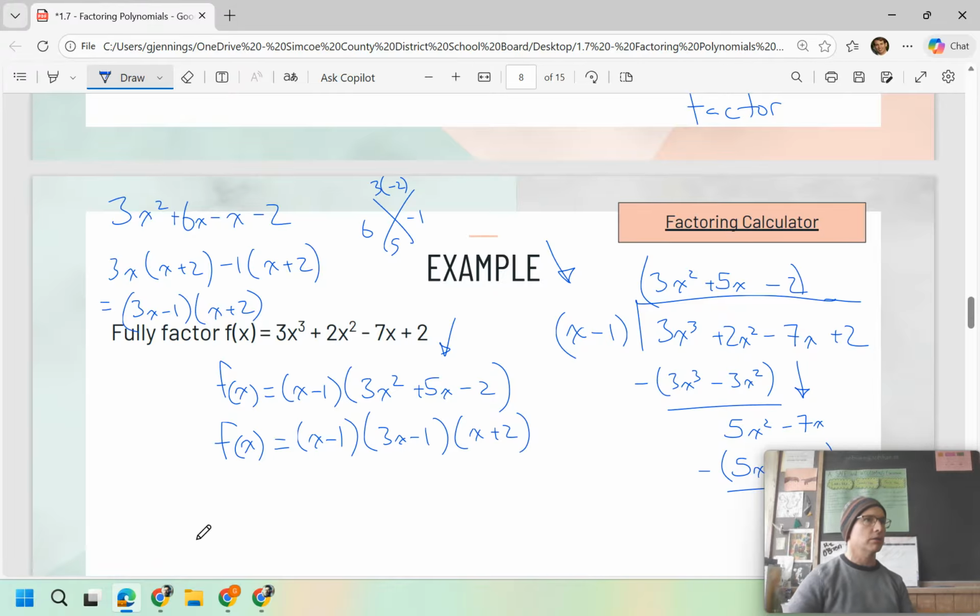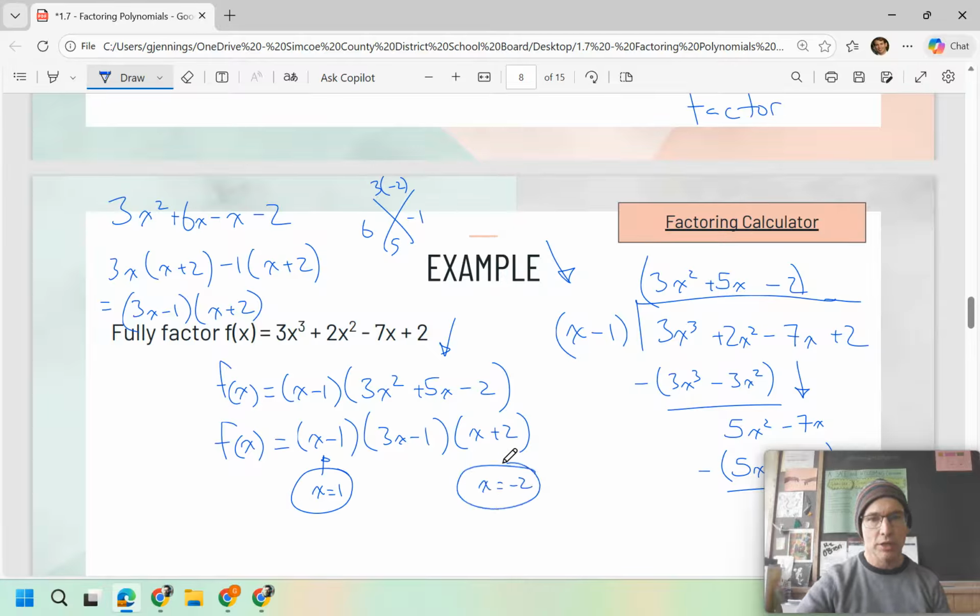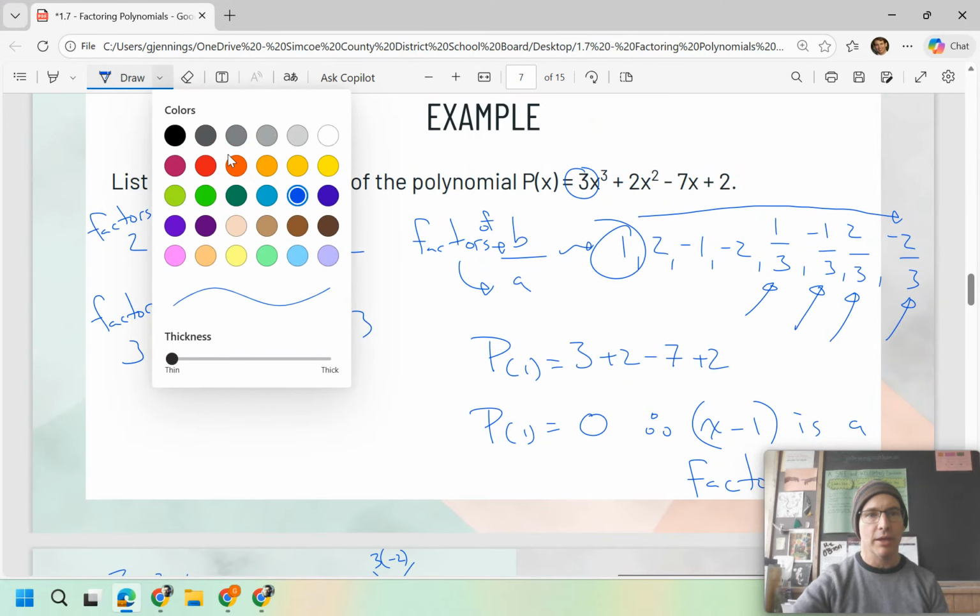And there you have it. So it's fully factored. Now I've got it into 3 binomials. They're all linear. Those don't factor, so we're done. So now let's compare to the factors that we predicted we might have up above, and let's see which ones we did find, okay? So this one is x equals 1, one of our zeros. x equals minus 2 is another one of our zeros, and here x equals 1/3 is another zero. Okay?